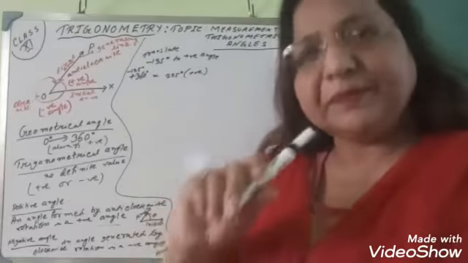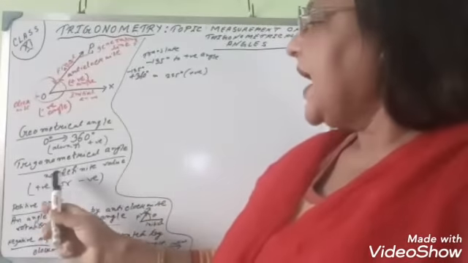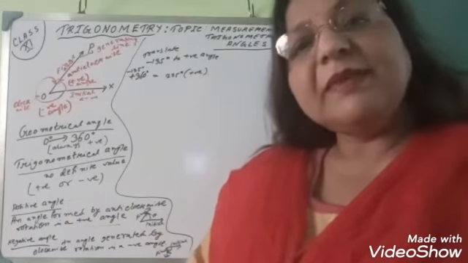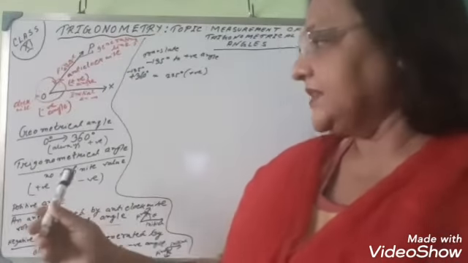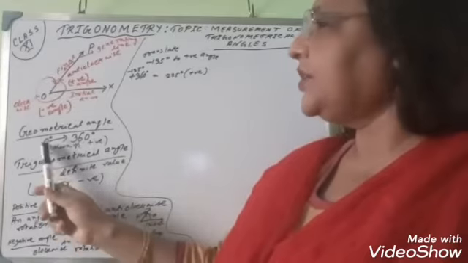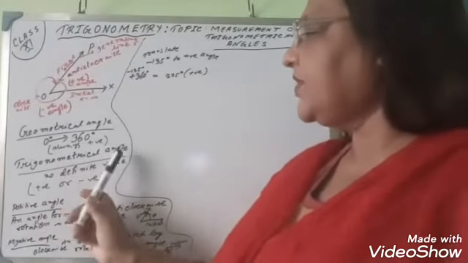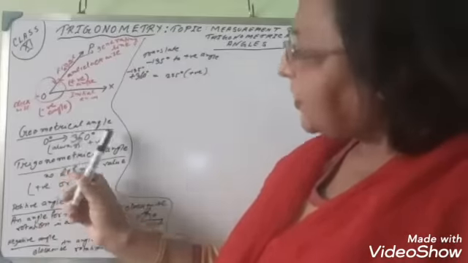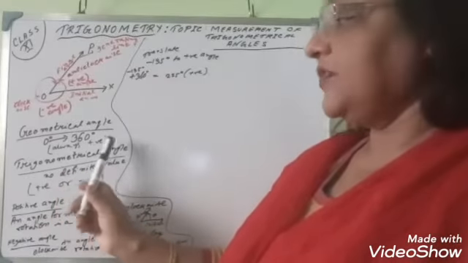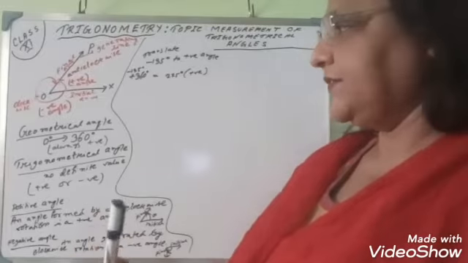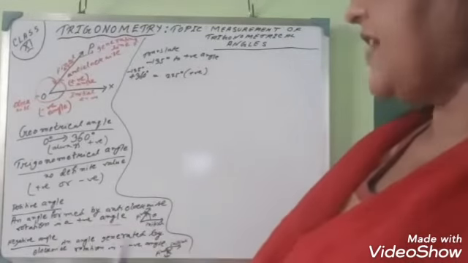And a trigonometrical angle may be positive or may be negative. So what is the main difference? A geometrical angle is 0 degree to 360 degree, and for a trigonometrical angle there is no definite value. Got it? And a geometrical angle is always positive, but a trigonometrical angle may be positive or may be negative.